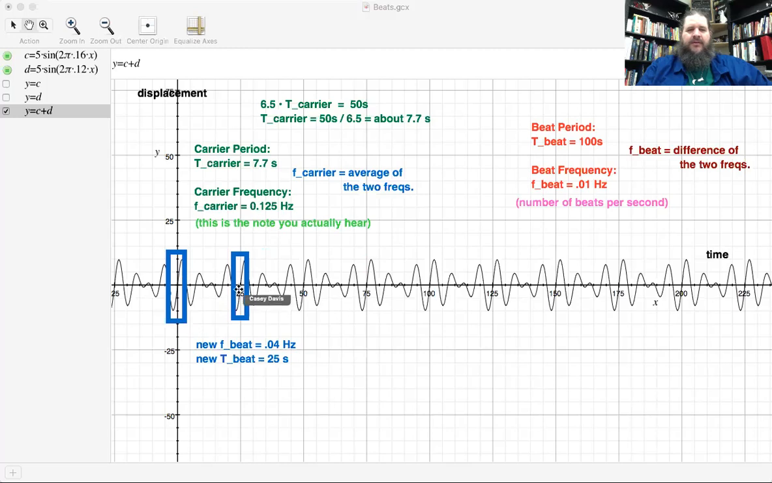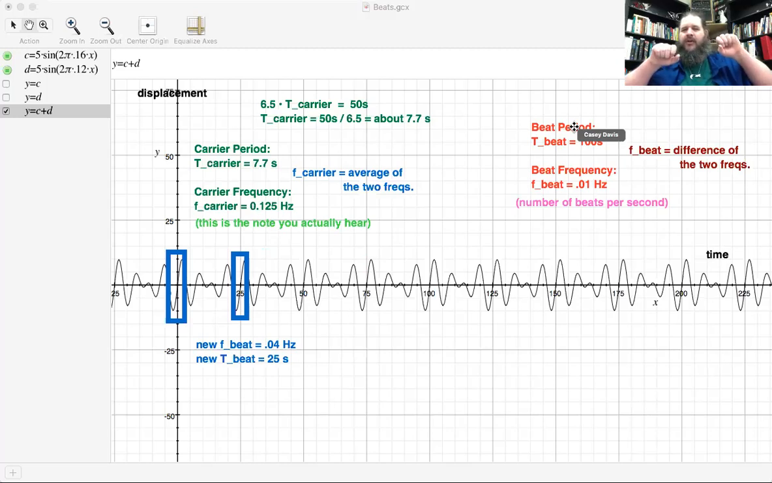Yeah, the beats are going to get closer together. Because if the frequencies are more different from each other, that increases the beat frequency, which decreases the beat period. You get beats closer and closer together in time. So the beats are going to be coming in faster and faster, closer together in time. And that tells you you're tuning the wrong direction. You should tune it in the other way.